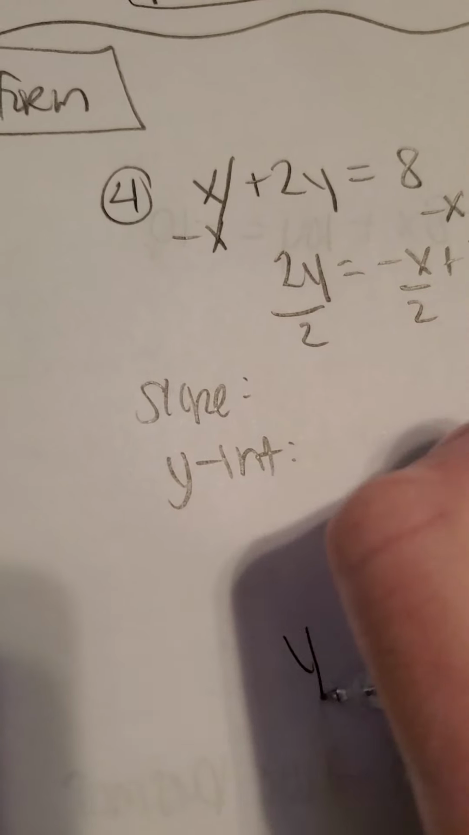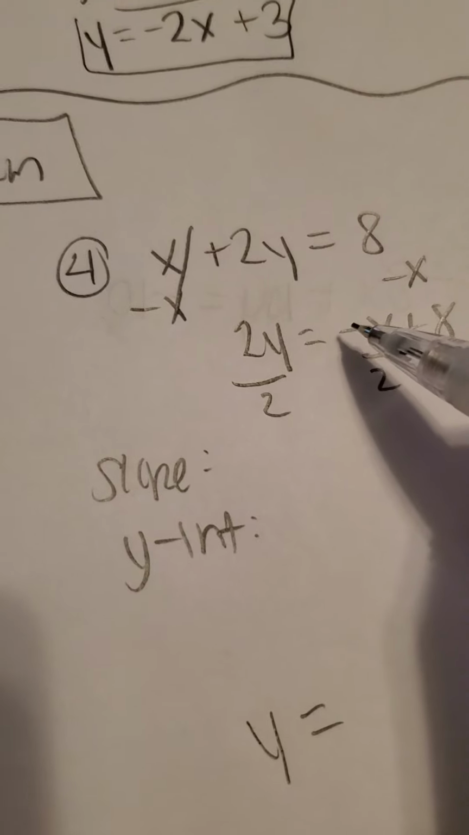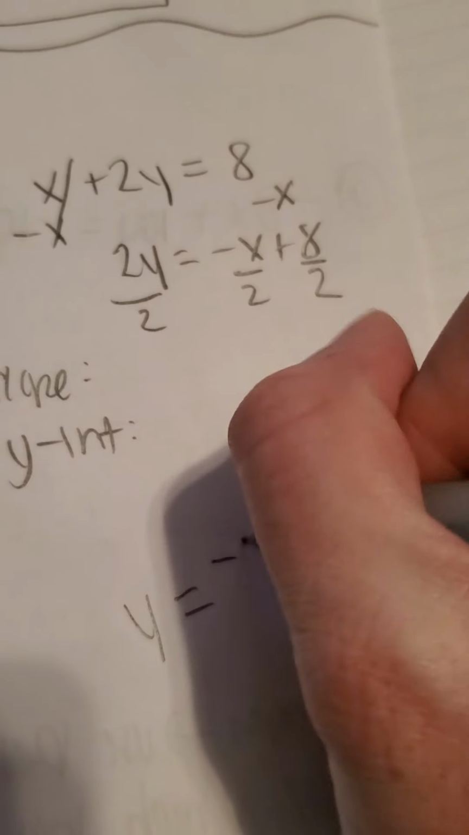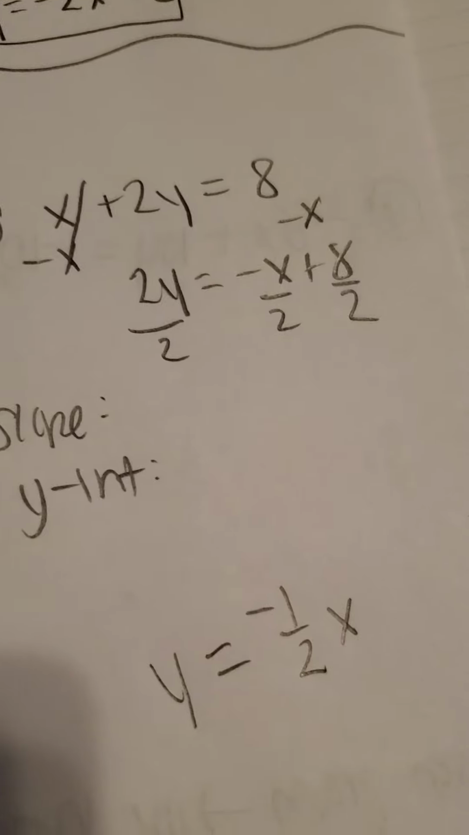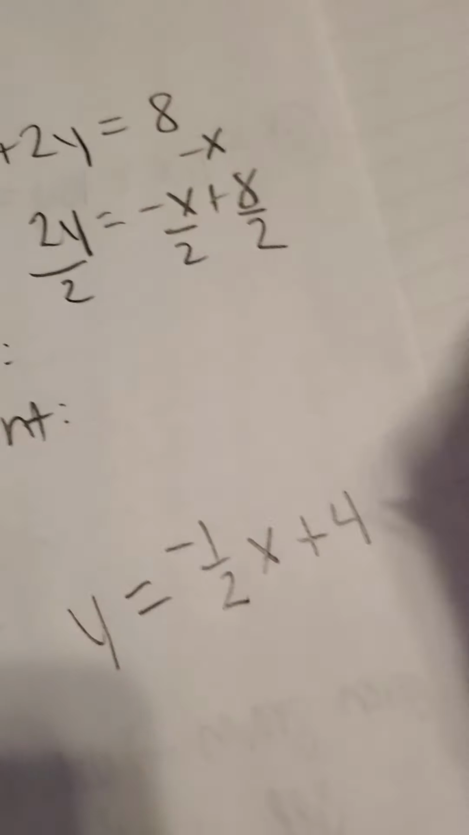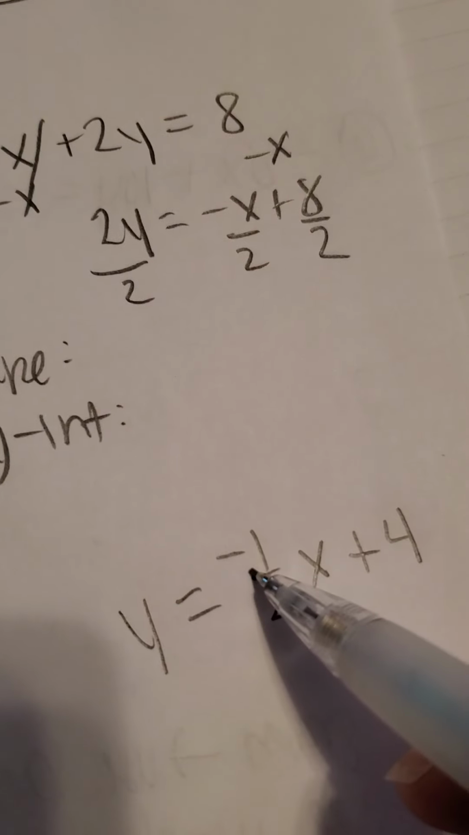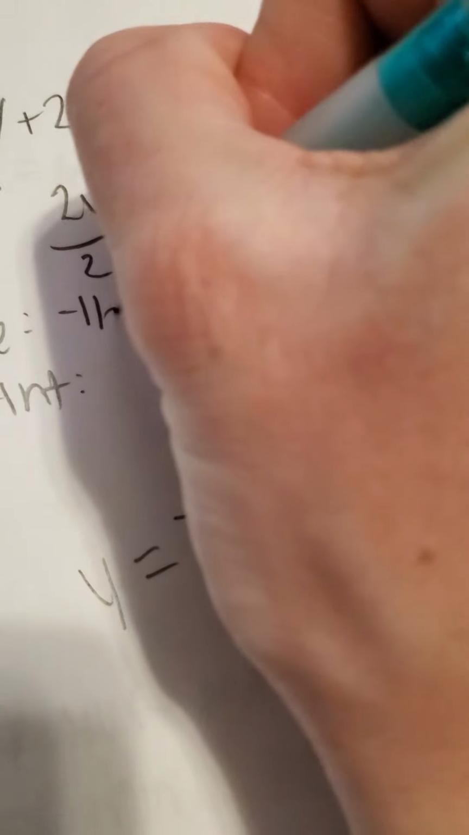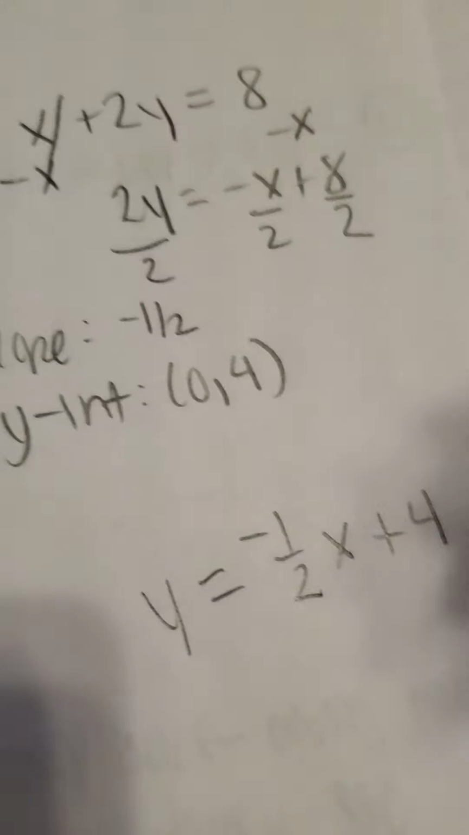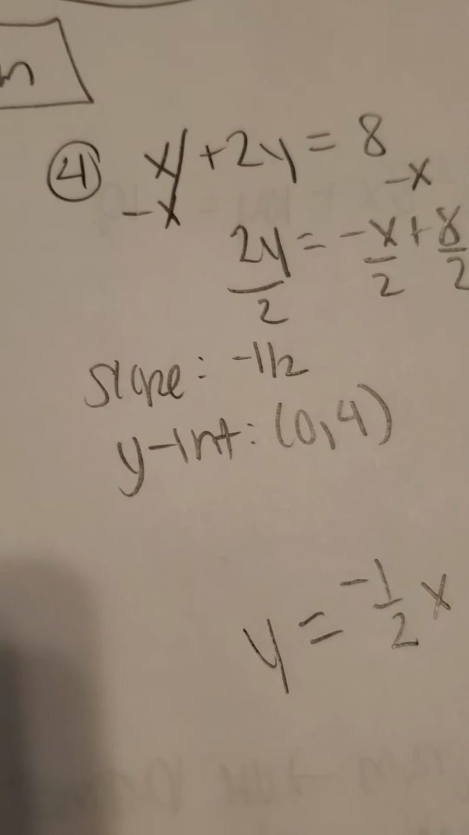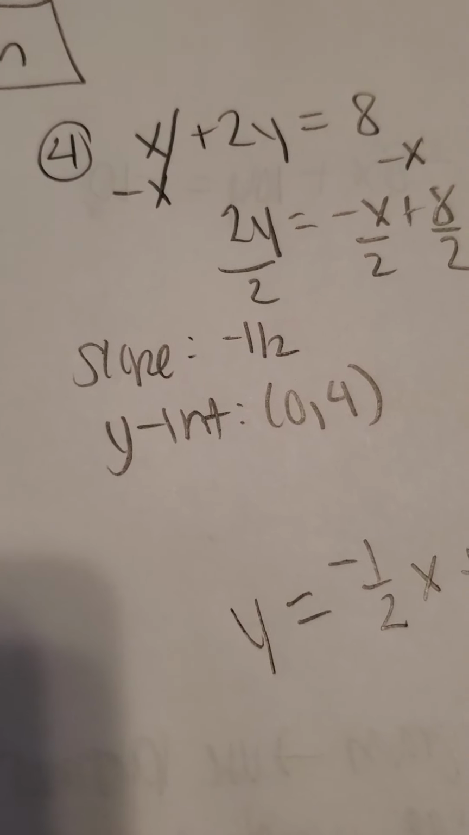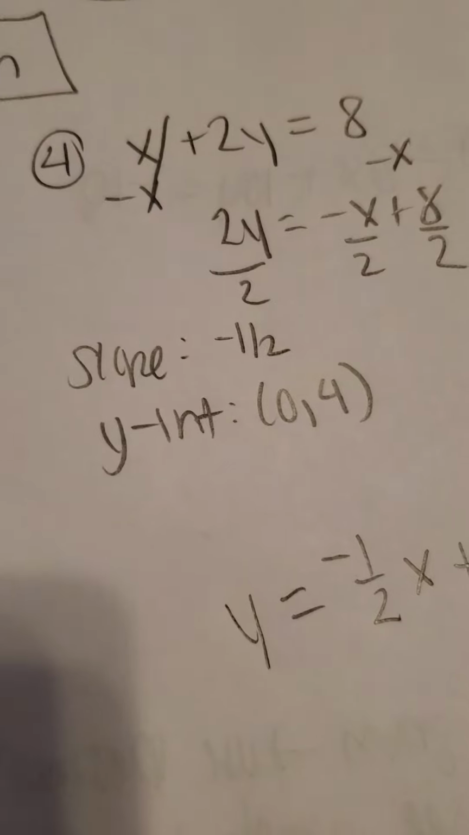So it's going to look like y equals, well, there's really a -1 out in front. So I'm going to write that as -1/2x, and then 8 divided by 2 is 4. So again, my slope is the number out in front of the x, so -1/2, and then my y-intercept is going to be 0, 4. That's how I go and find those pieces. And that's what's asking you to do in topic number 5.